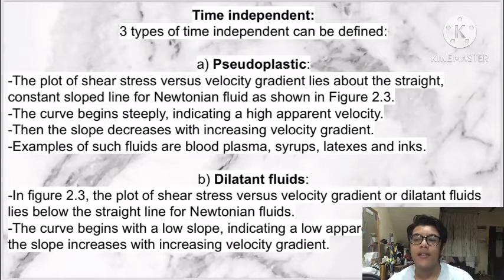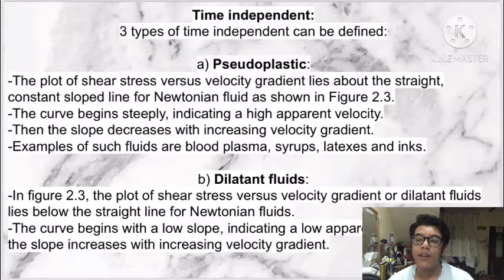The first is pseudoplastic. The plot of shear stress versus velocity gradient lies about the straight, constant slope line for Newtonian fluid, as shown in figure 2.3. The curve begins steeply, indicating a high apparent viscosity. Then the slope decreases with increasing velocity gradient. Examples of such fluids are blood plasma, syrup, latexes, and inks.